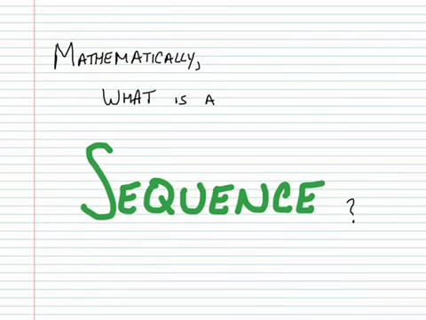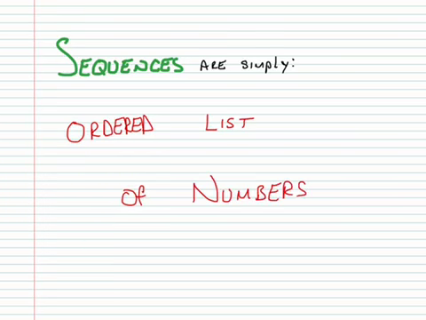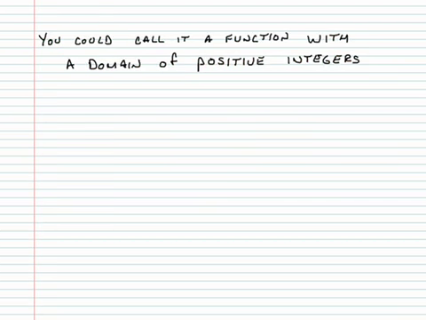The question we want to ask today is, what is a sequence, especially mathematically? Simply stated, sequences are just an ordered list of numbers. You could call a sequence a function with a domain, a function with a domain of positive integers.